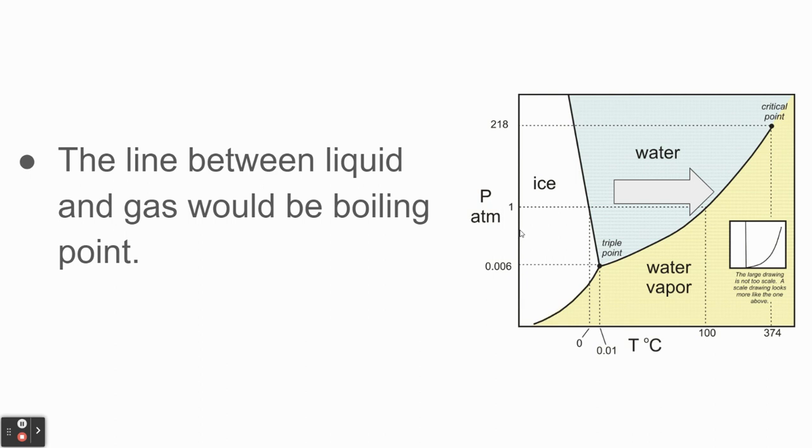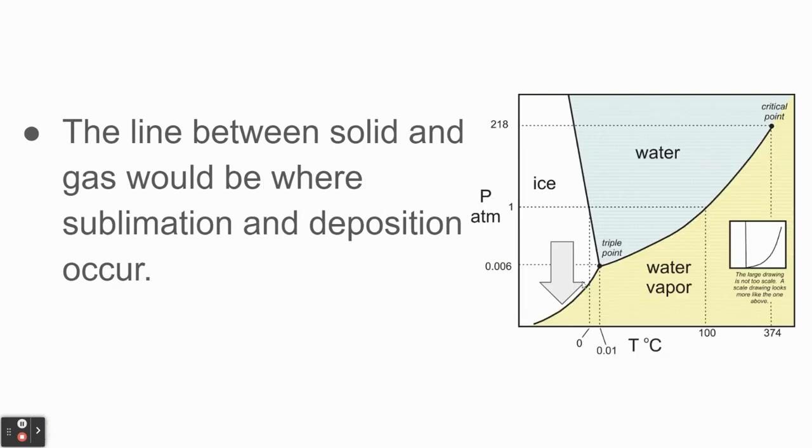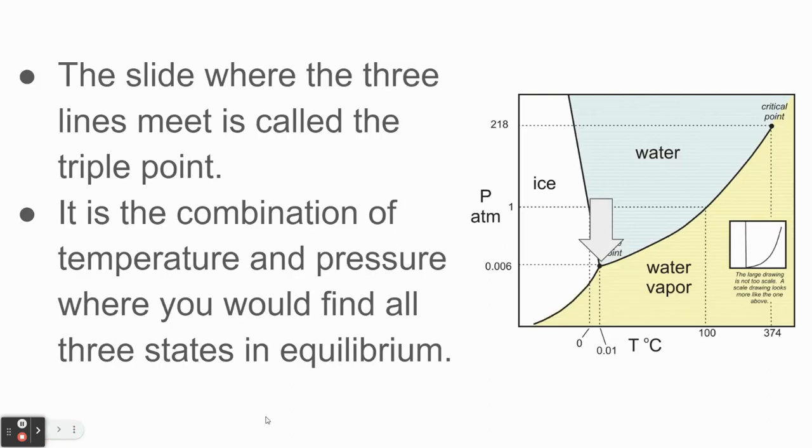We talked about climbing to the top of a mountain. That would drop the pressure. You'd be somewhere here on the line now, and your boiling point would be lower than 100. Again, this is where deposition and sublimation take place. And again, you can find the combinations of pressure and temperature where that happens.